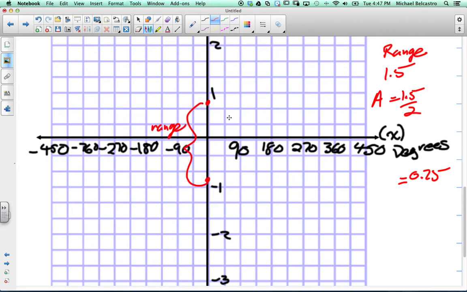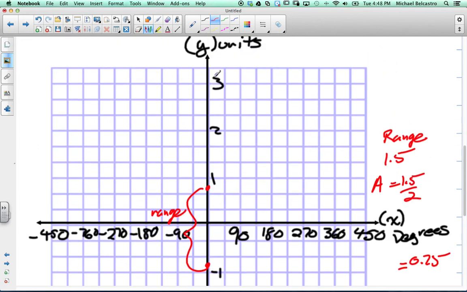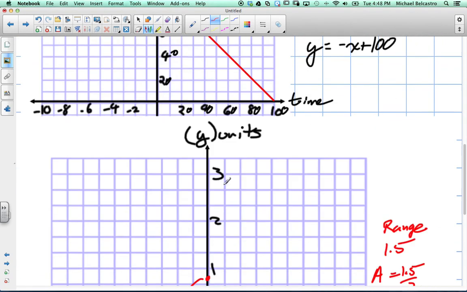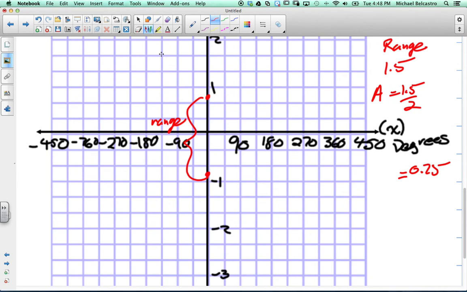We also need to figure out, and I'm going to have to change this part of it, the period of this function. The period of this function is going to be over the course of, what did they tell us up here, 5 meters apart. So from peak to peak is 5 meters apart. So maybe degrees wasn't the best one to use. That's okay. We'll replace these. Have these in meters, okay?